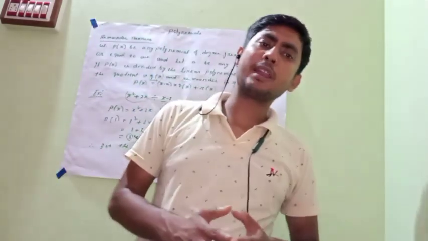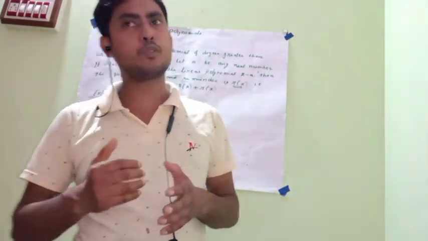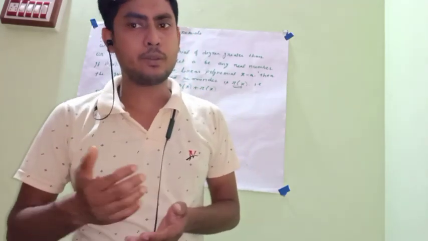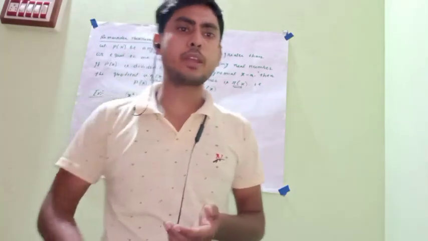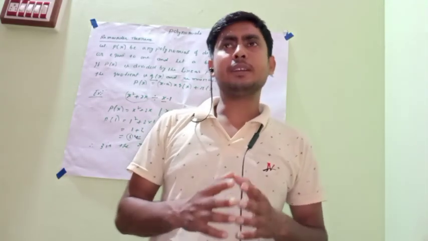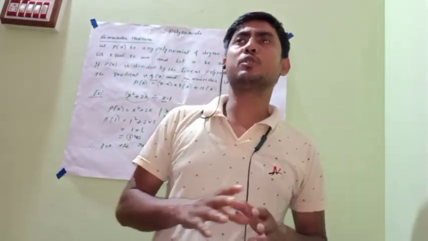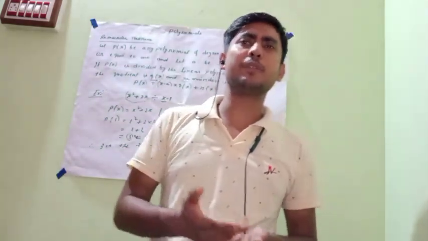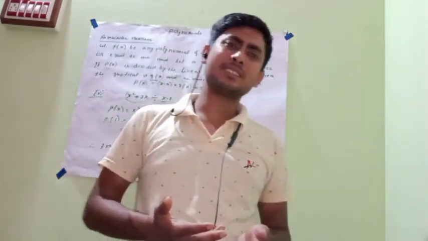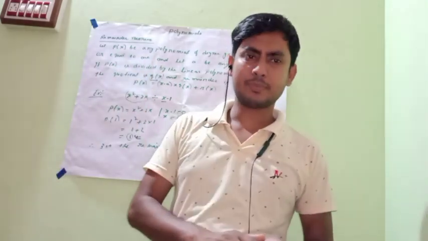Already we have learned how to find the zeros, and also how to verify. If 2 or 3 values are given, we need to verify whether it is a zero of the given polynomial or not. Today's topic is the remainder theorem. Remainder means, when you divide, dividend is equal to divisor into quotient plus remainder. That is the remainder.